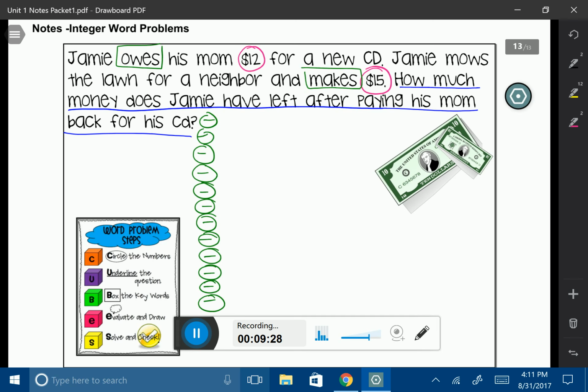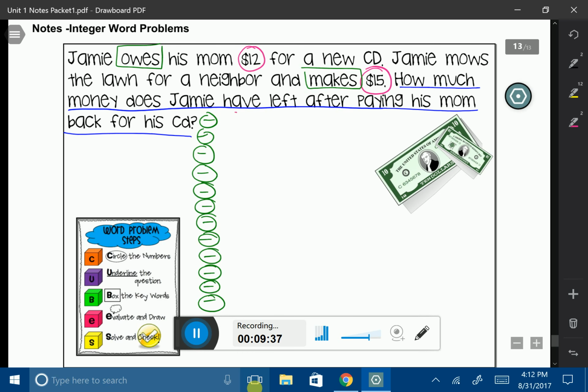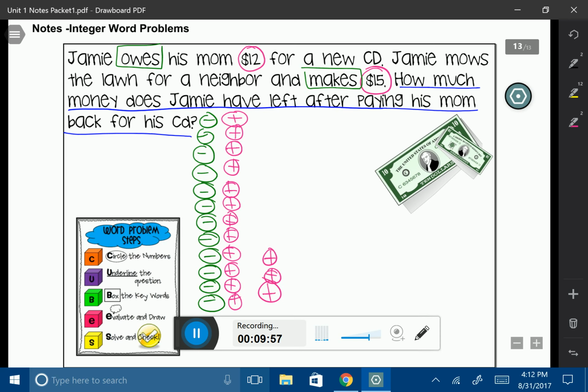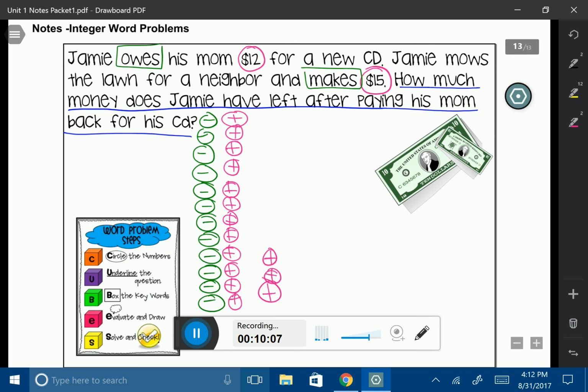If you make $15 mowing someone's lawn, someone gives you positive money. So I'm going to go ahead and create positive chips, 15 of them. All right, now that I have that, let's go ahead and think about this. I decided to create chips because I kind of treated each chip as $1. And so I have negative $12 and 15 positive dollars.